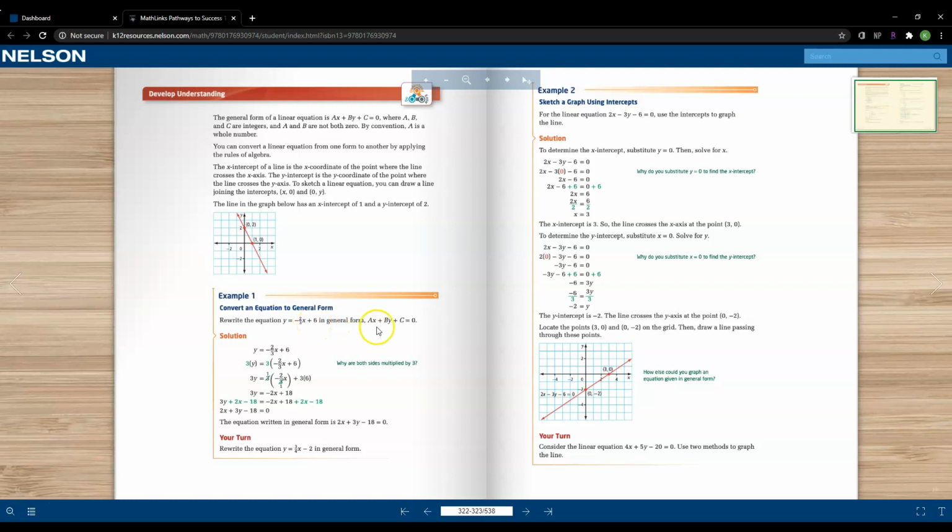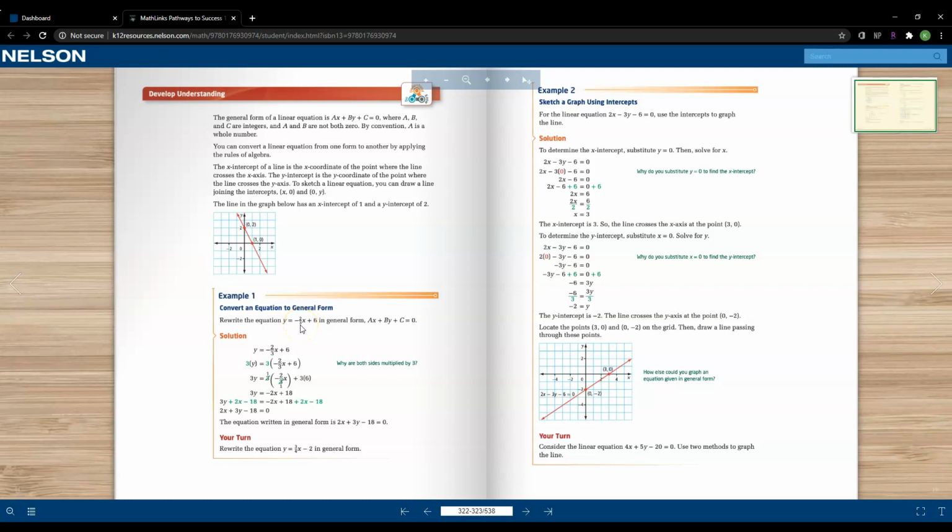Now we need to write it in the general form like this. Okay, everything on one side. So how do we do this? First, again, x needs to be positive, right? Actually, even before that, with the step that they did, the coefficient next to x needs to be a whole number. You can see it's a fraction here.